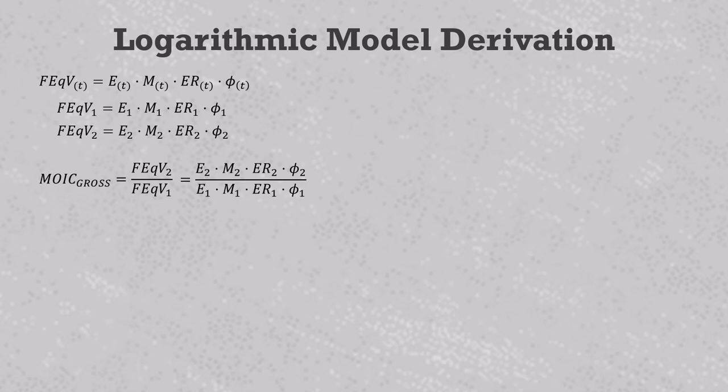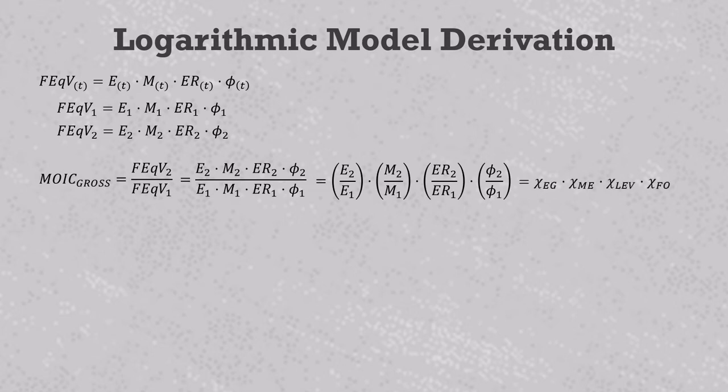The commutative property of multiplication says that we can rearrange these variables as follows so that the gross multiple is equal to the product of E2 over E1, M2 over M1, ER2 over ER1, and Phi2 over Phi1. And believe it or not, we're basically done. These ratios, like E2 over E1 and M2 over M1, are the logarithmic model units of value creation. They are just as valid as the absolute value creation units that we saw in VC104 or the times money value creation units that we saw in VC103. I call them equity return multipliers and designate them with the Greek letter chi.